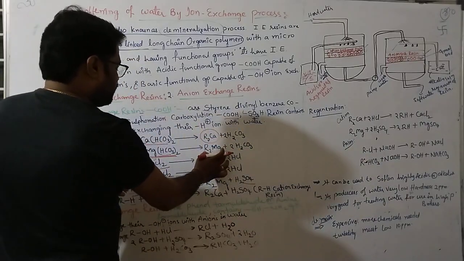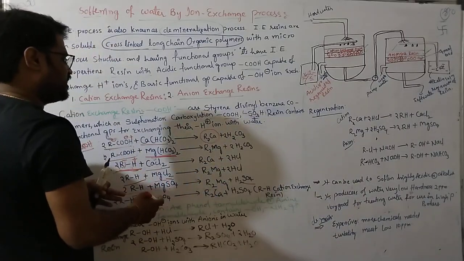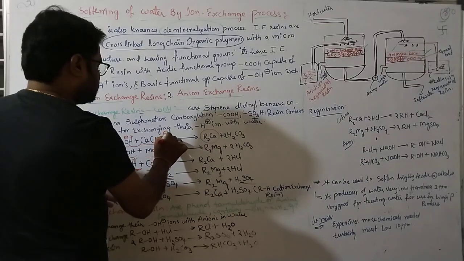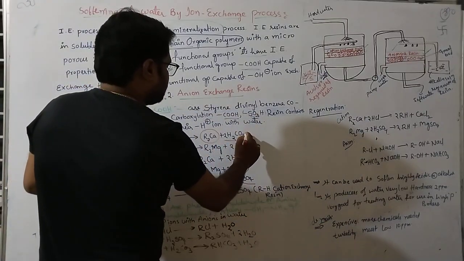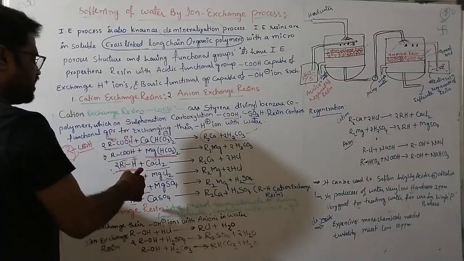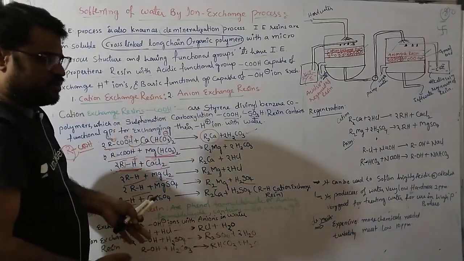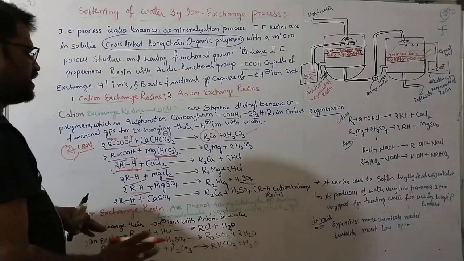Okay, resin binds with magnesium, resin binds with calcium, resin binds with magnesium, like that. Here the H⁺ ions combine with bicarbonate, HCO3⁻ and H⁺, to make carbonic acid, H2CO3. This carbonic acid is highly unstable; it easily releases CO2 gas and forms water.